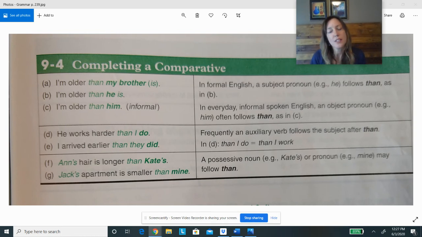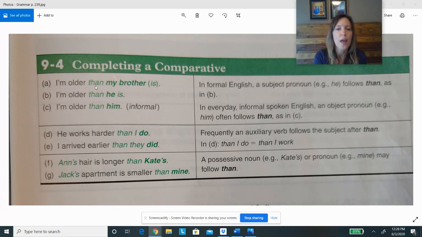All right, I need to go over how to make a complete sentence using a comparative. So in the previous lesson, we learned how to change adjectives to the comparative form, and now we're going to just make sure we know how to use them in a sentence. All right, so here are 3 ways to say the same thing using a comparative.